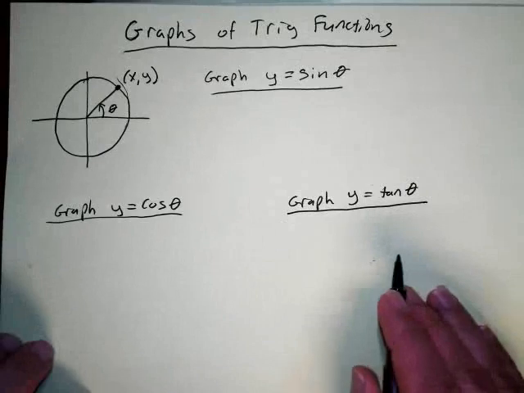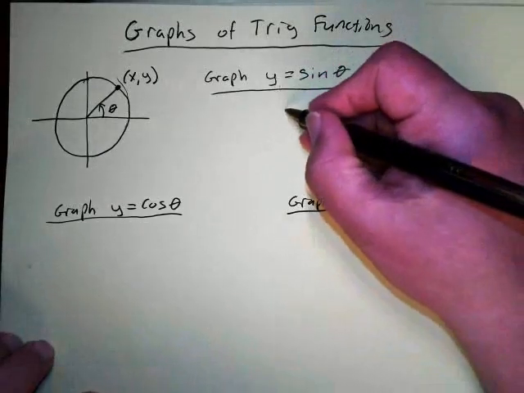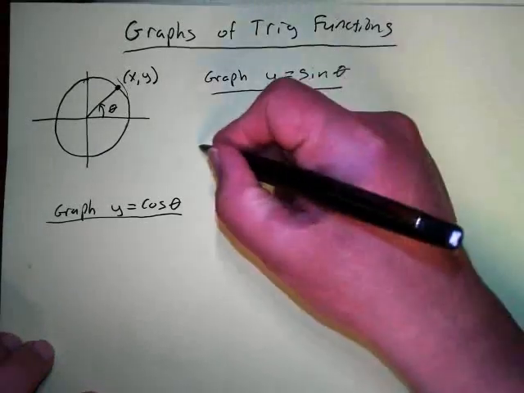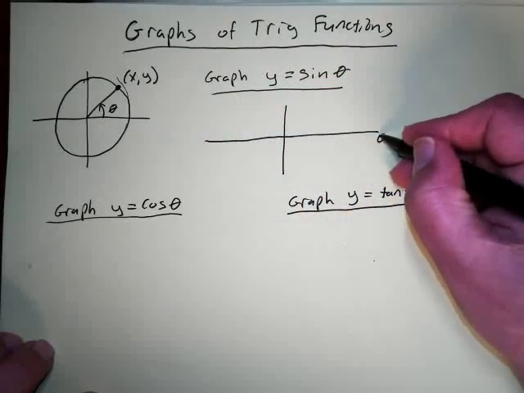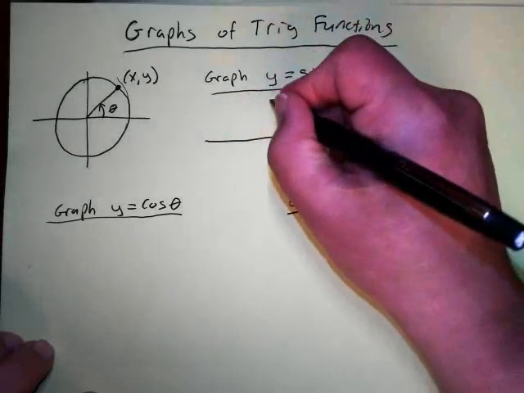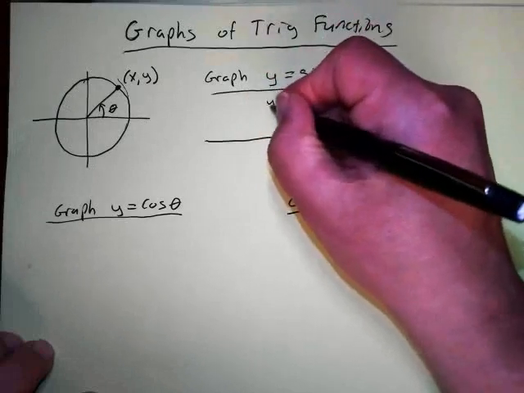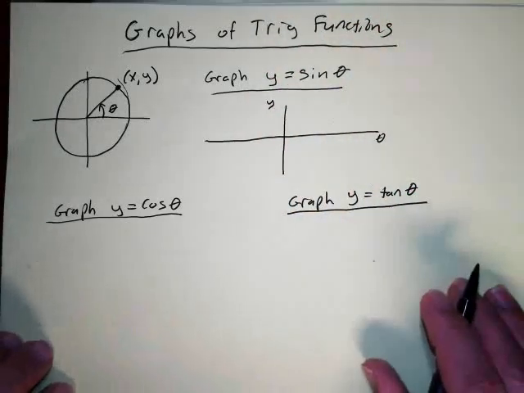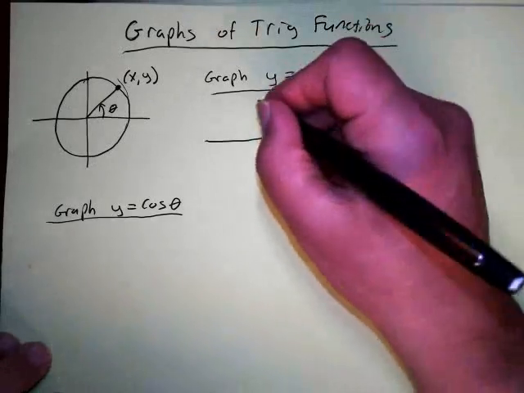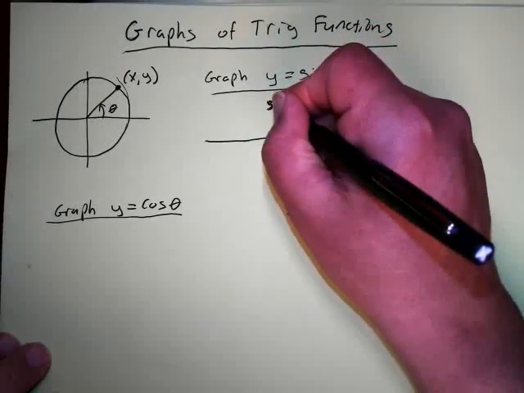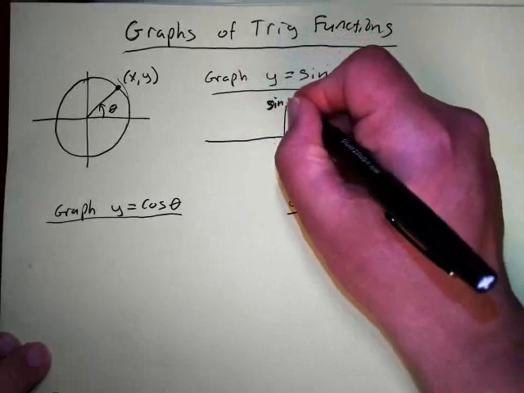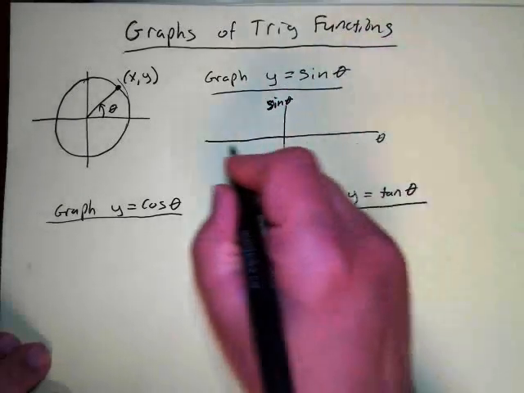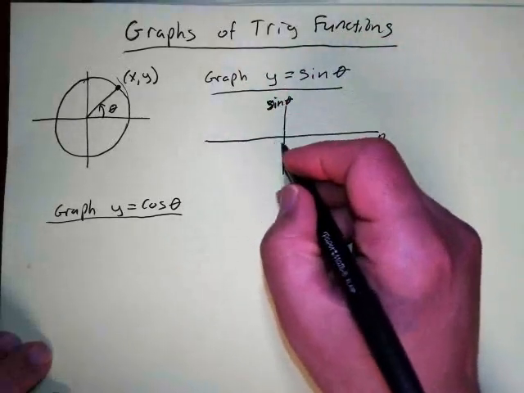So let's see how we would graph these. This axis is going to be theta, and over here, this is our y equals sine theta. I don't want to confuse this y with the y on the unit circle, even though in this case they're the same. So this will be my theta, this will be my sine theta.